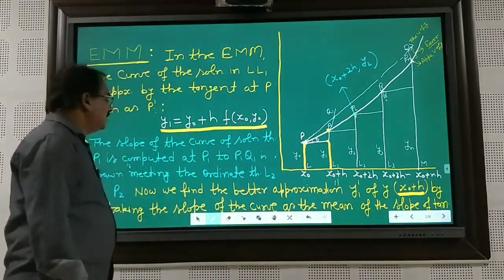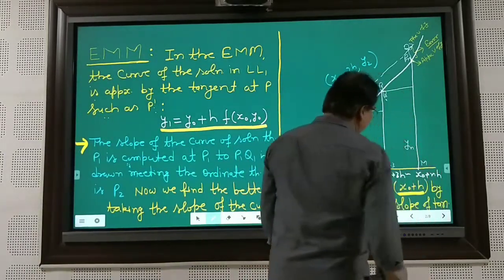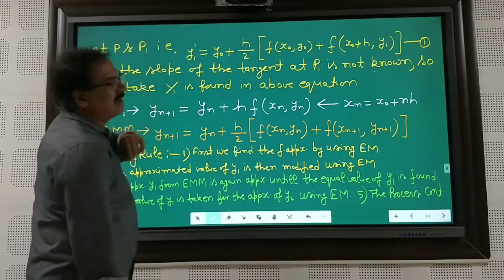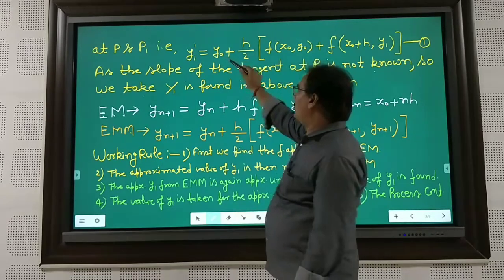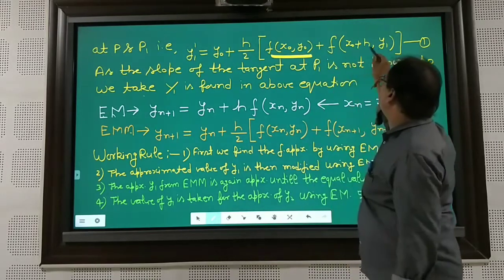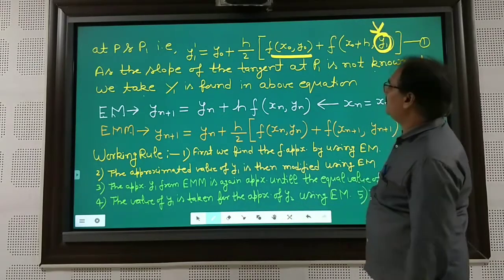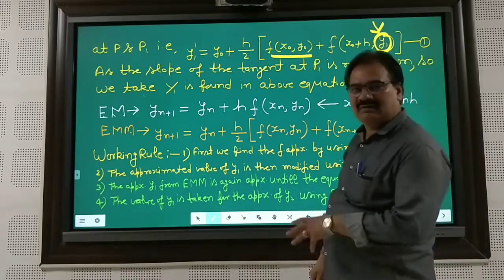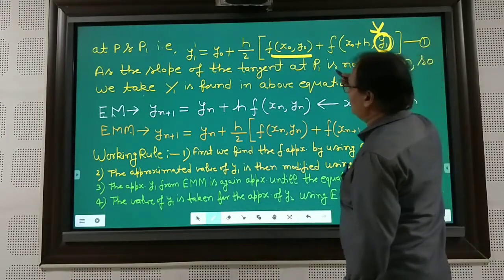By taking the slope of the curve as the mean of the slope of tangents, here we will take the mean at P and P1. The mean can be written like this: y1 dash is equal to y0 plus h by 2 times f of x0, y0 plus f of x0 plus h and y1. Mind it, pay your attention: this comes from the previous calculation. Some books call these the new y and old y.